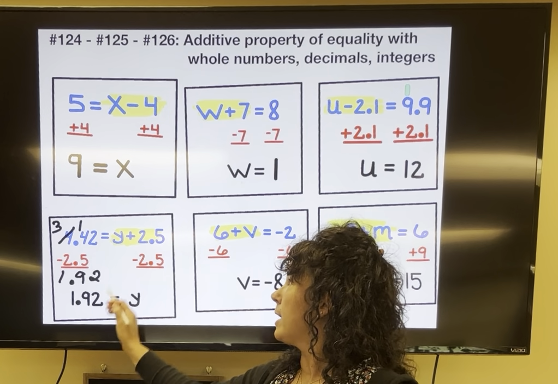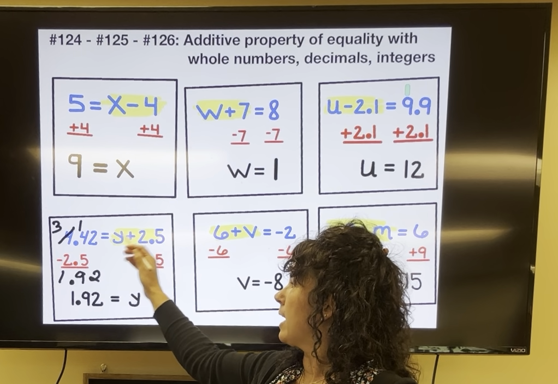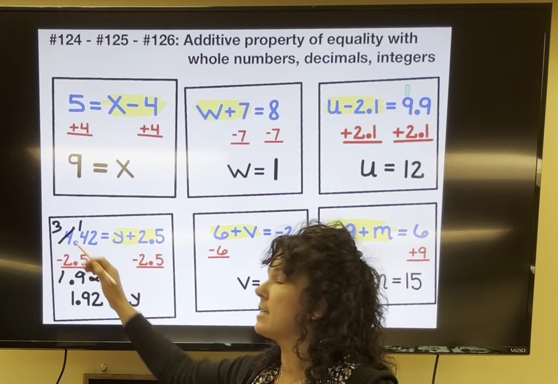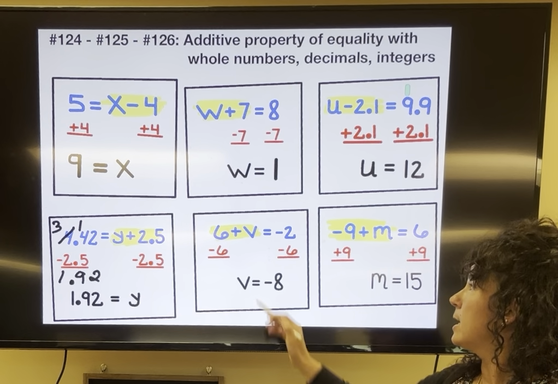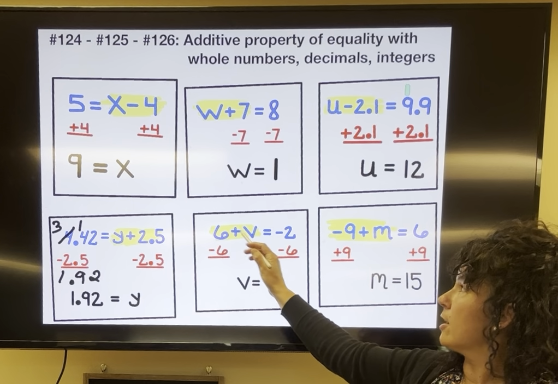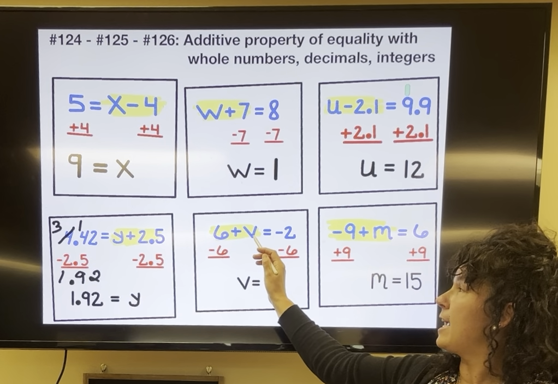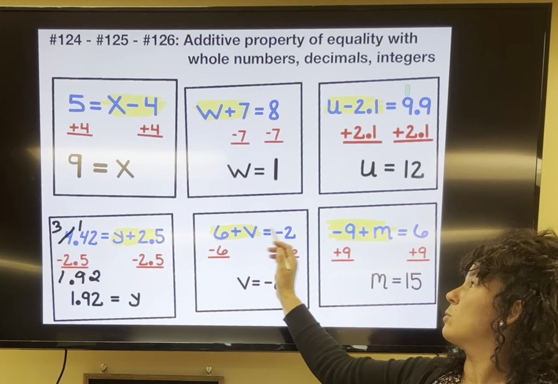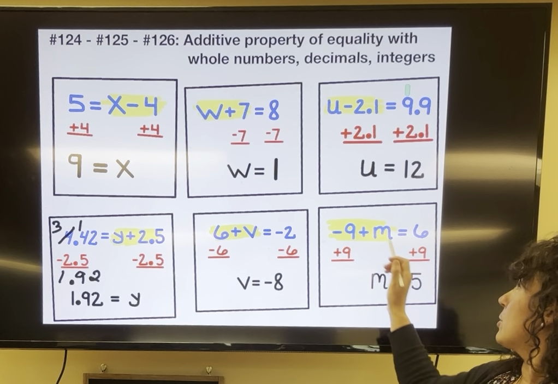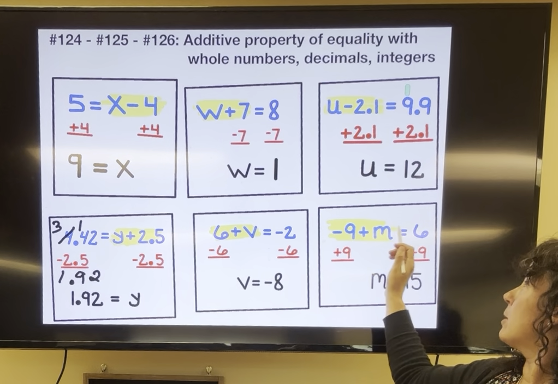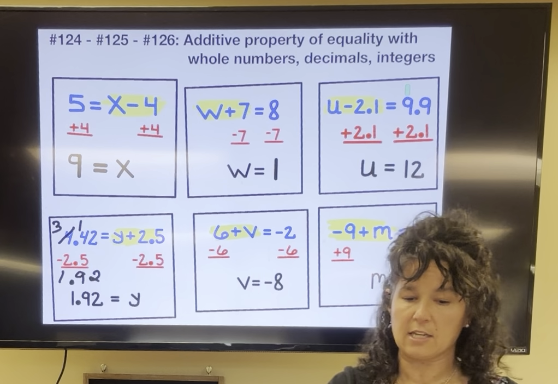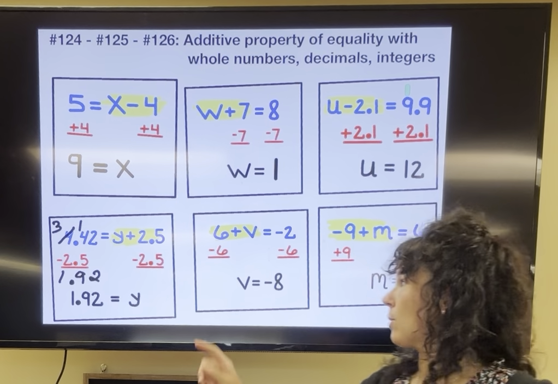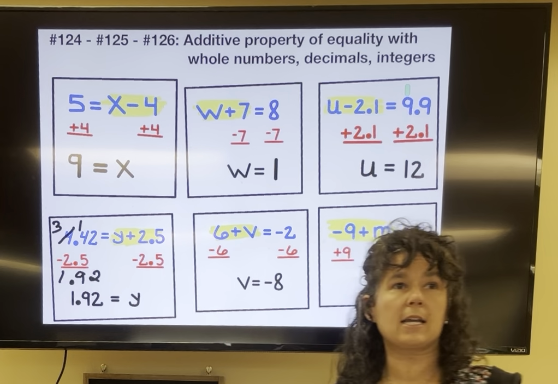Or put the 1.92 here. 1.92 plus 2.5 does equal 4.42. And put the negative 8 here. 6 plus a negative 8 is the same as 6 minus 8, which is negative 2. And put the 15 here, and negative 9 plus 15 does equal 6. So if you want to double check that you're correct, make that substitution back into the original.